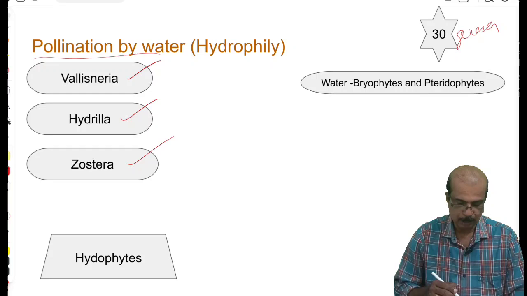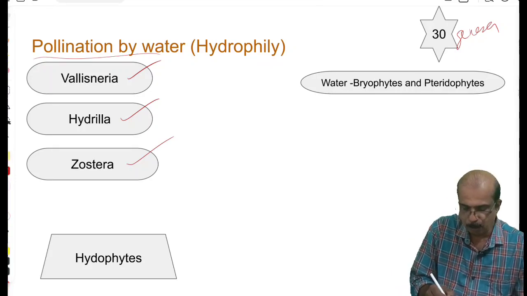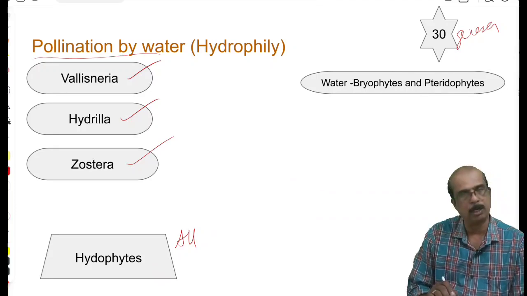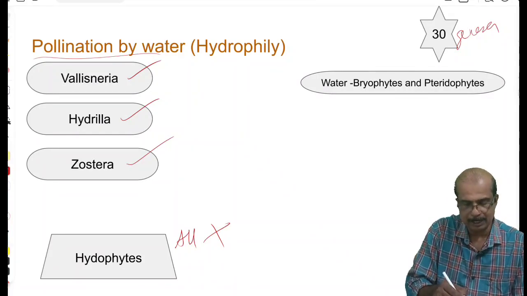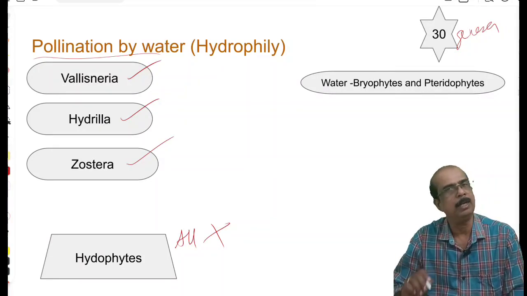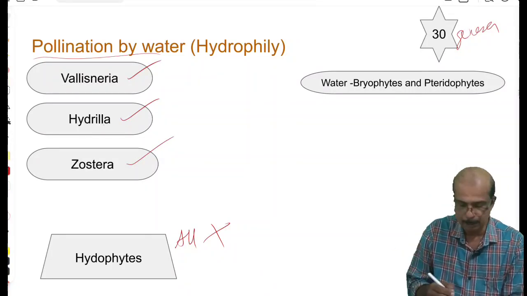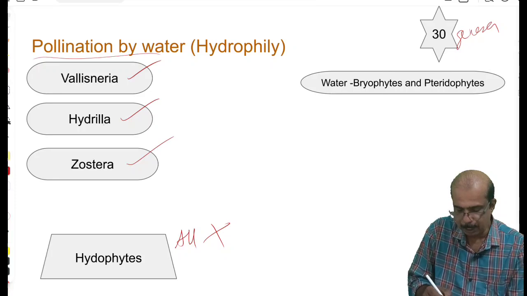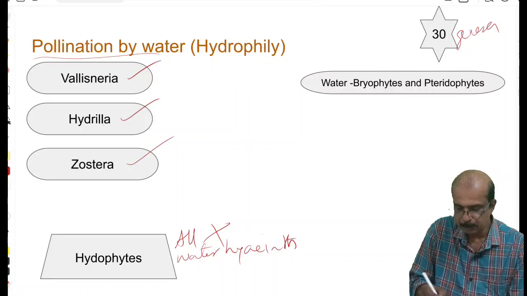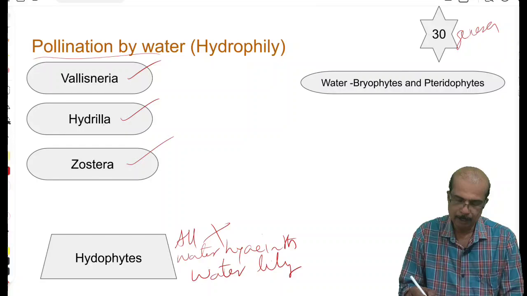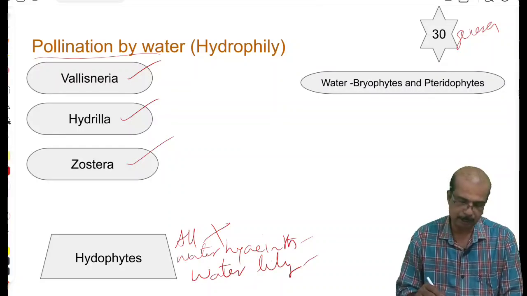These are hydrophytes. All hydrophytes are not pollinated by water. Some hydrophytes like Vallisneria, Hydrilla, Zostera are pollinated by water. Majority of hydrophytes are pollinated by animals. For example, water hyacinth, water lily. These are some hydrophytes which are pollinated by animals or insects.